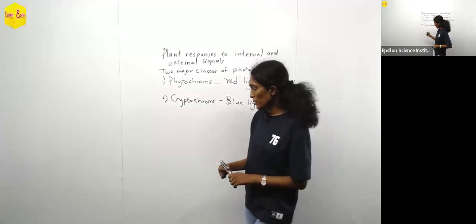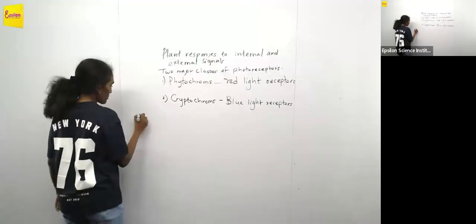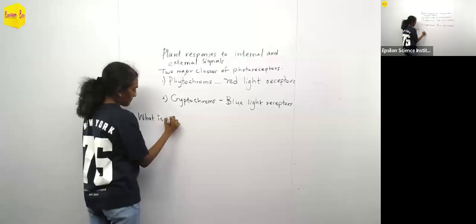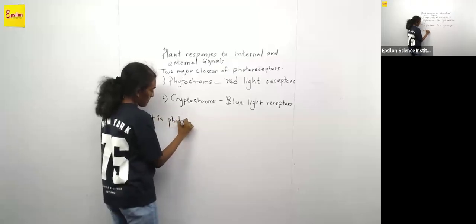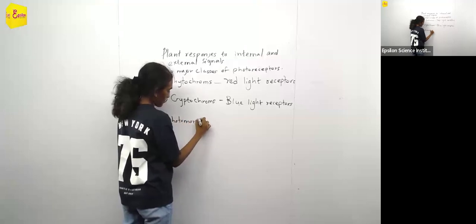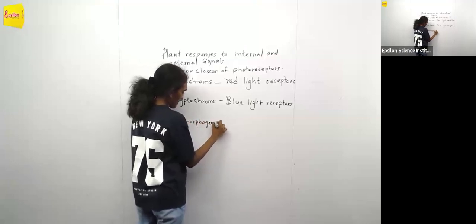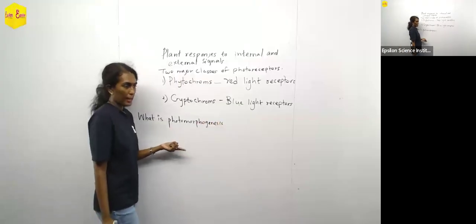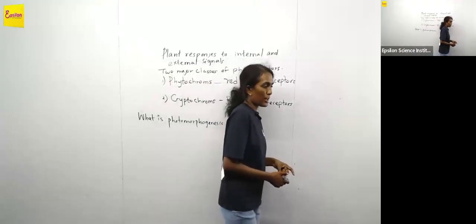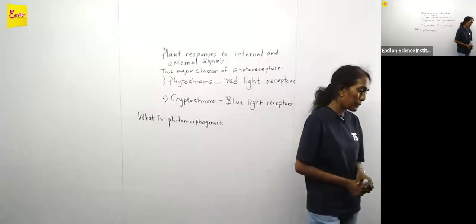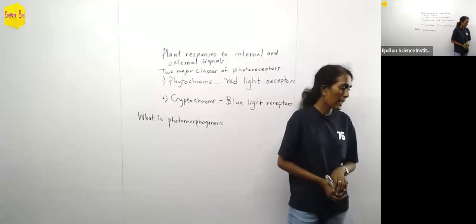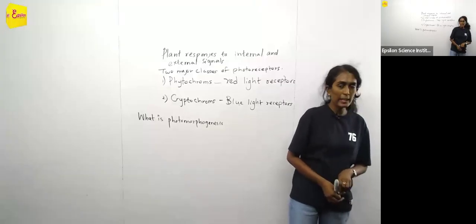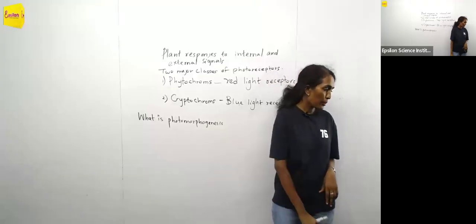Then write a question. What is photomorphogenesis? Photo means light. Using the light, creating different structures in plants, we call it photomorphogenesis. It says that key events in the growth and development of plants that are triggered by light, we call it photomorphogenesis.